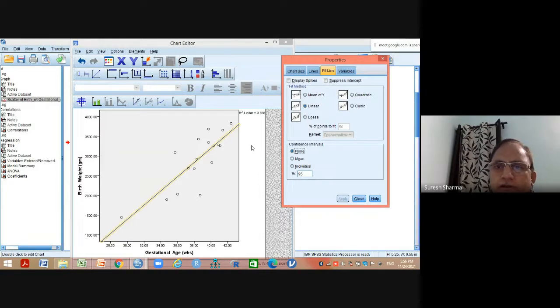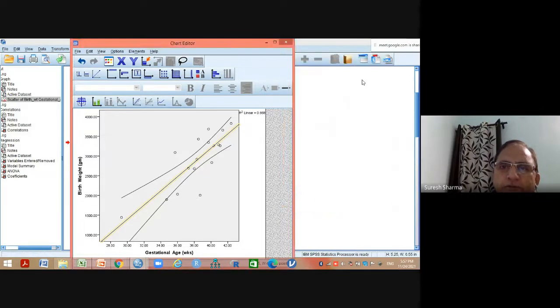And in your question, it has been asked that you have to compute the 95% confidence band also. So you can click on confidence intervals, mean, and apply. So you will get confidence intervals also. This is what you have to do when it is one of the exercises with you. Now, what is the meaning of this band? Let me explain it to you.